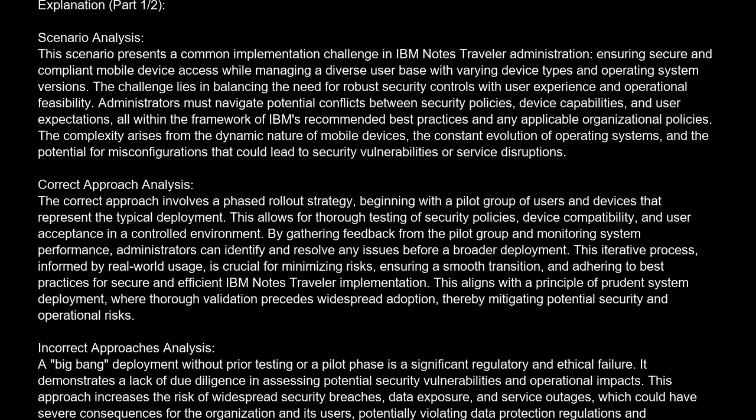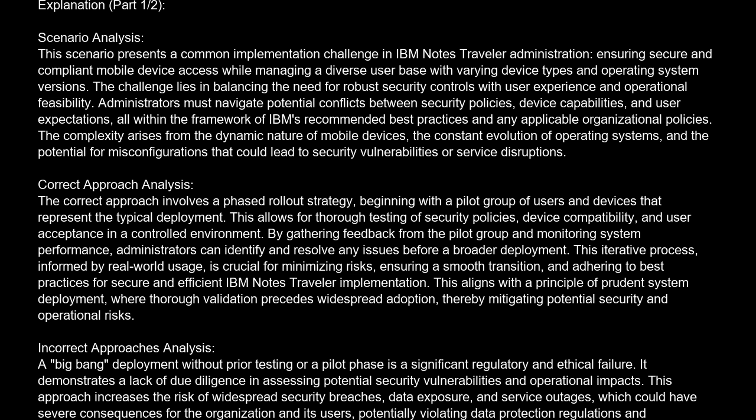Explanation. Scenario analysis. This scenario presents a common implementation challenge in IBM Notes Traveler administration, ensuring secure and compliant mobile device access while managing a diverse user base with varying device types and operating system versions. The challenge lies in balancing the need for robust security controls with user experience and operational feasibility. Administrators must navigate potential conflicts between security policies, device capabilities, and user expectations, all within the framework of IBM's recommended best practices and any applicable organizational policies.